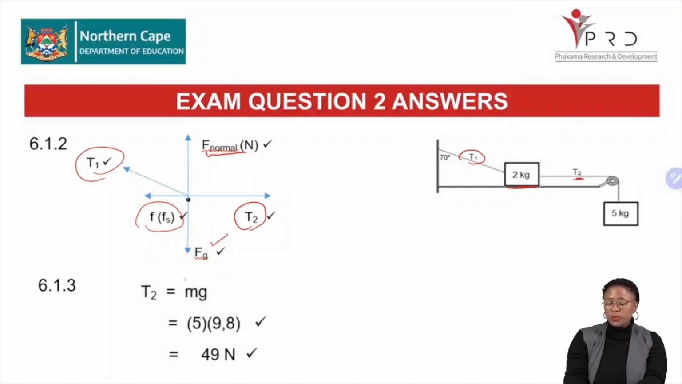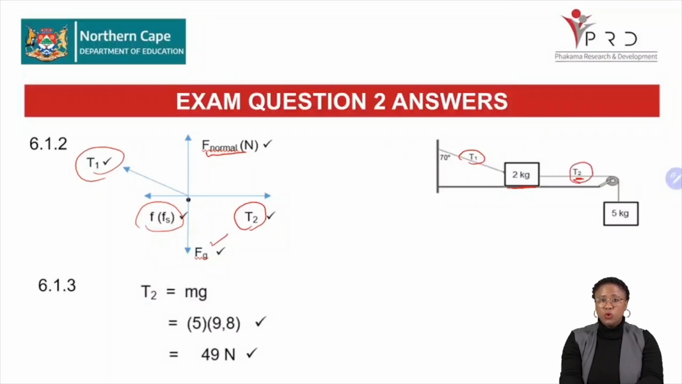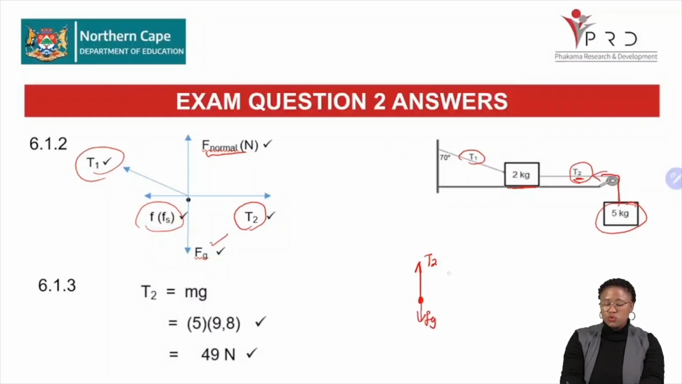The next question, we were required to calculate T2. If you look at T2, that is the simplest way to do it with the mark allocation, which is 3 marks. We were supposed to only use the 5 kg block. It's easy for us to calculate T2 there. Why? Because when you draw the free body diagram for the 5 kg block, you have T2, which is that one, and then you also have Fg, which is weight going downwards.